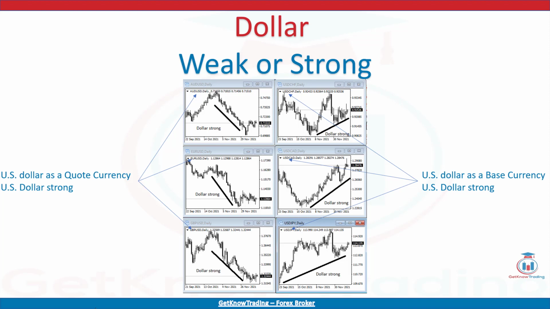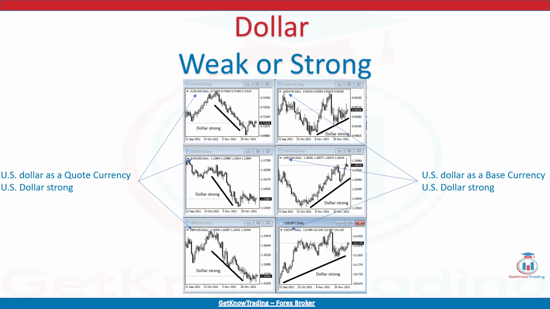When you look into the charts, you can tell the US dollar is stronger than other currencies because the price of currency pairs is rising or falling down. In cases where the US dollar is in the second place, like GBP USD, Euro USD and Australian dollar USD, the price is falling, which means the US dollar is stronger, and the GBP, Euro and Australian dollar are weaker.